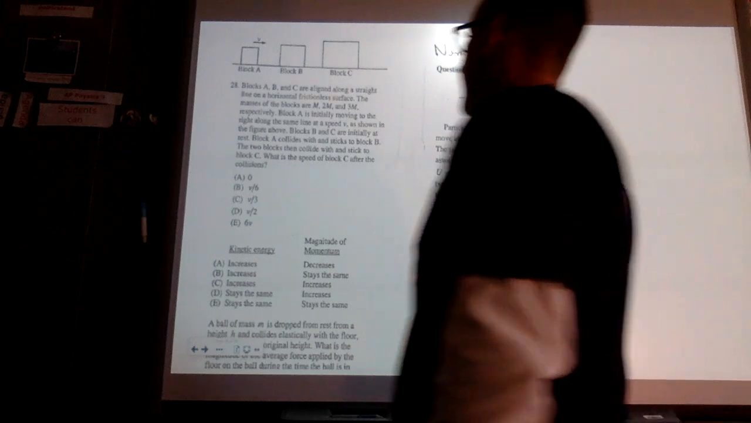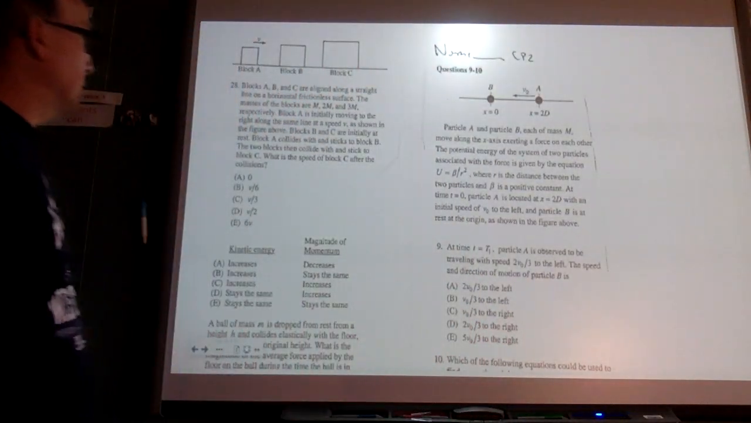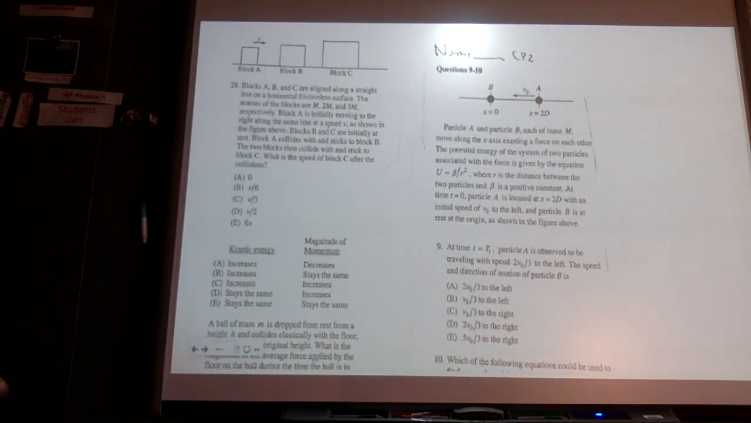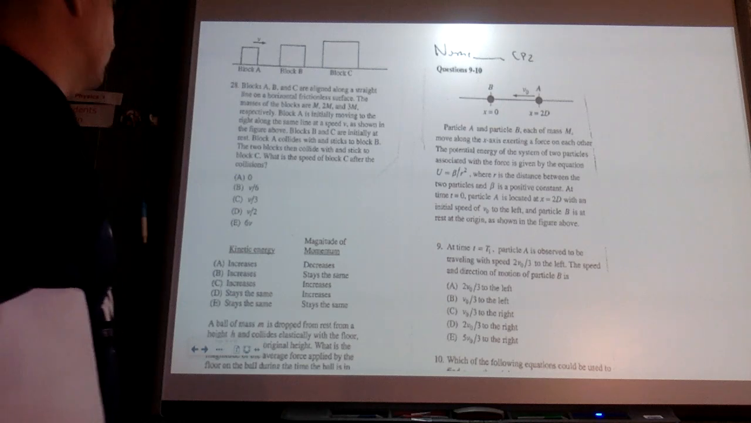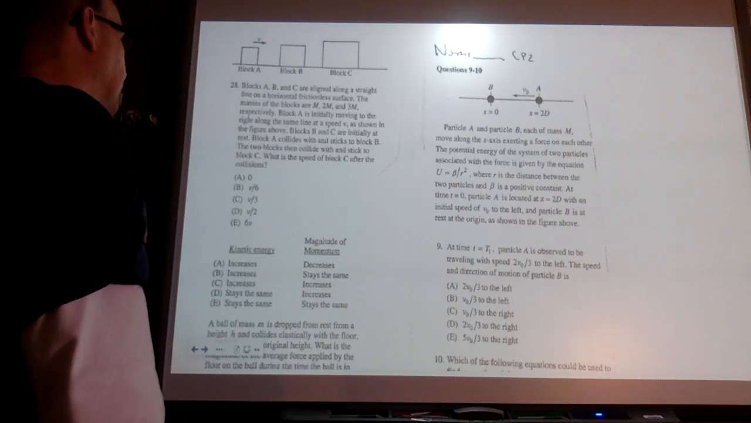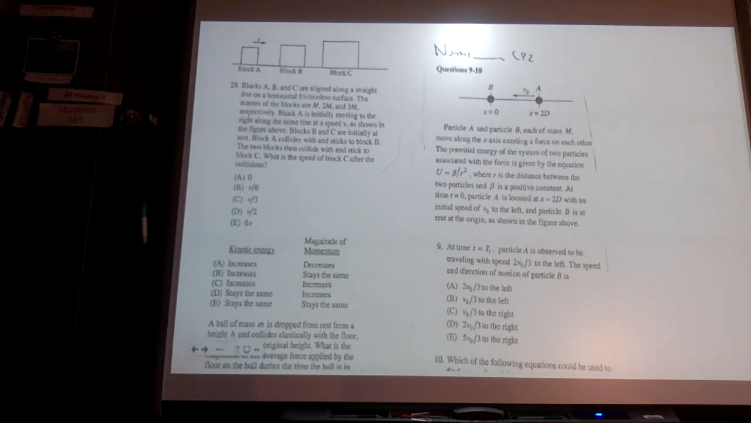Blocks A, B, and C are aligned along a straight line on a horizontal frictionless surface. The masses of the blocks are M, 2M, and 3M respectively. Block A is initially moving right along the line with speed V as shown in the figure above. Blocks B and C are initially at rest. Block A collides with and sticks to block B. The two blocks then collide with and stick to block C. What is the speed of block C after the collision?